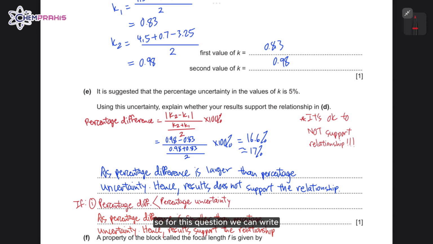So for this question, we can write, as the percentage difference is larger than the percentage uncertainty, hence, results do not support the relationship. If your percentage difference is smaller than the percentage uncertainty, you can write, as the percentage difference is smaller than the percentage uncertainty, hence the results support the relationship.